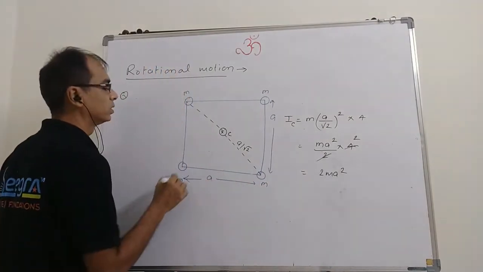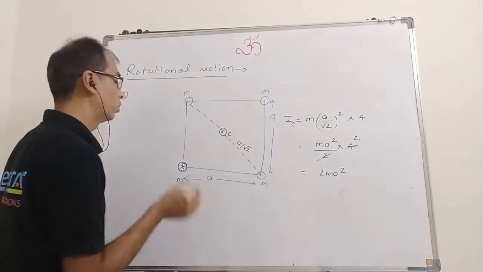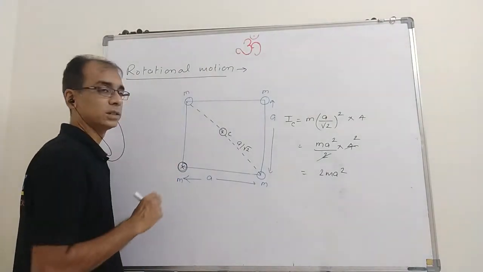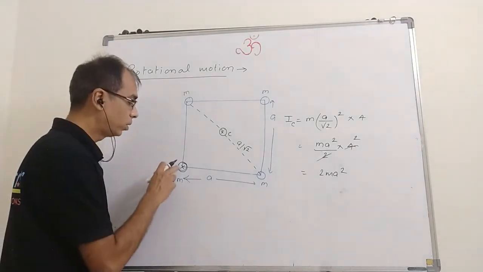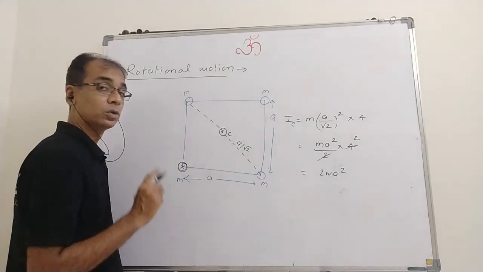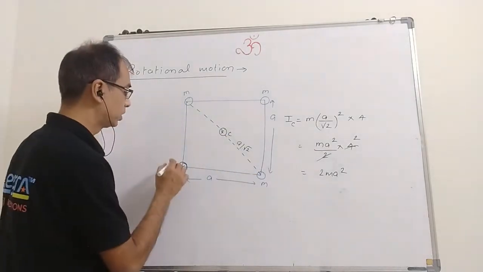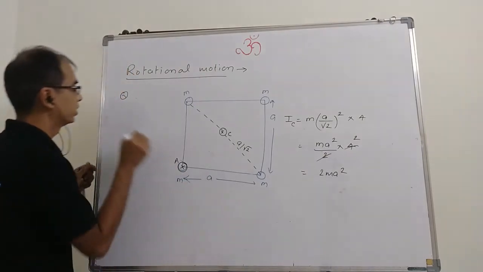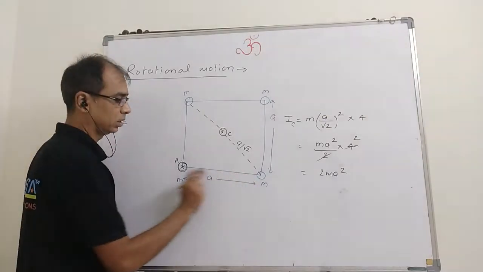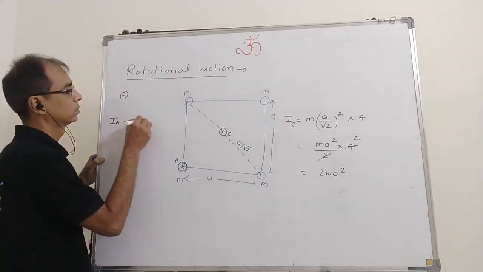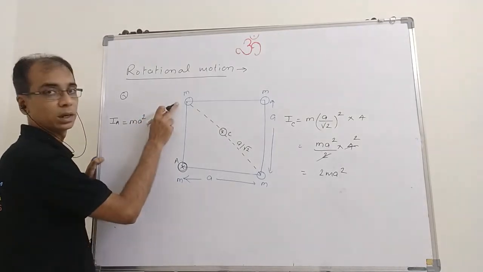But suppose I had asked you to find it about this point. What will be the moment of inertia of this mass about this axis? It is 0, because r is 0. So we find the moment of inertia of the other masses. Suppose this point is A. Moment of inertia about A: for this mass, m into A square, and for this mass, m into A square.